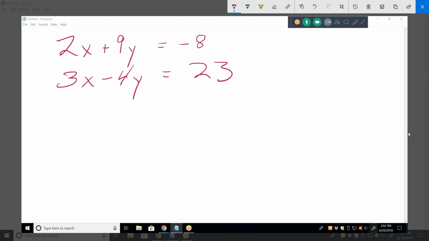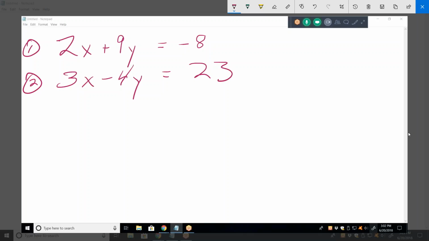All right. Call that equation number 1. Call that equation number 2. You have two methods for solving: substitution and elimination. In other words, the very first thing you have to decide is which method are you going to use? Are you going to use substitution or are you going to use elimination?